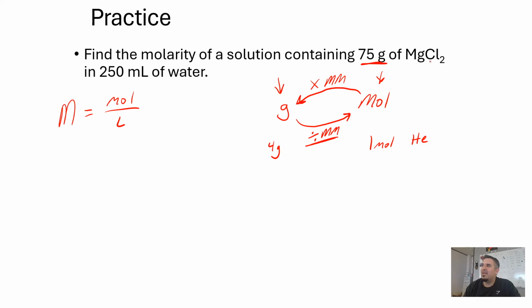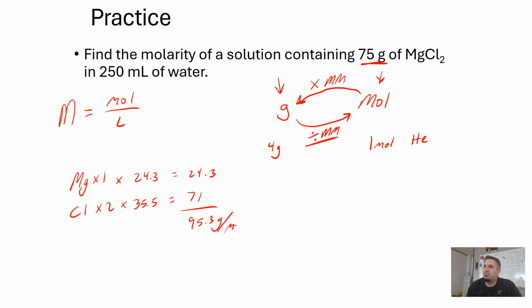So let's go ahead and calculate the molar mass. We have magnesium times 1, chlorine times 2, and then molar mass is going to be 24.3, and then chlorine is going to be 35.5. We multiply straight across, that's going to be 71 plus 24.3, and this gives us 95.3 grams per mole. So that's the molar mass of magnesium chloride.